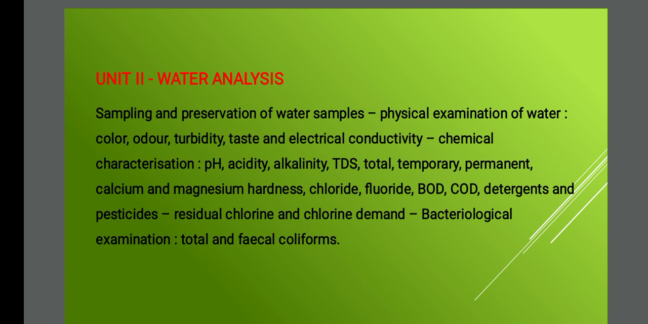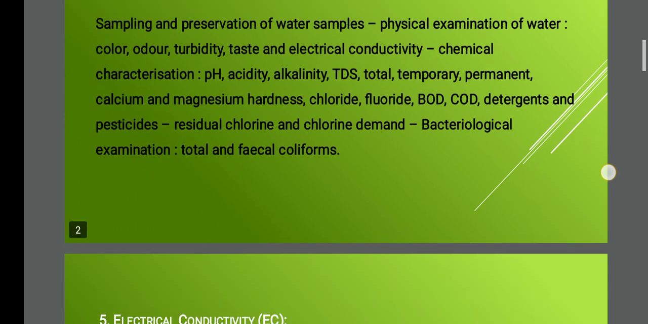I think you are able to follow the previous physical parameters. In physical parameters today we are going to see electrical conductivity, and the four different chemical parameters we are going to see for today's class are pH, acidity, alkalinity, and total dissolved solids. First we can see what is said to be electrical conductivity.